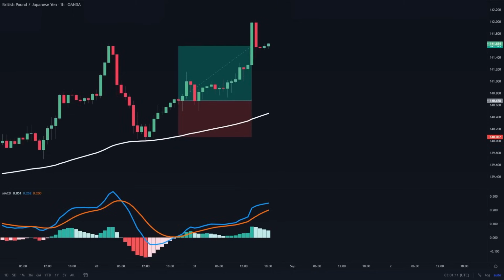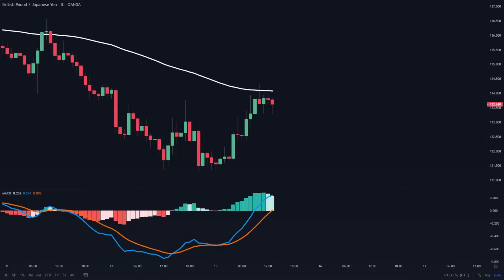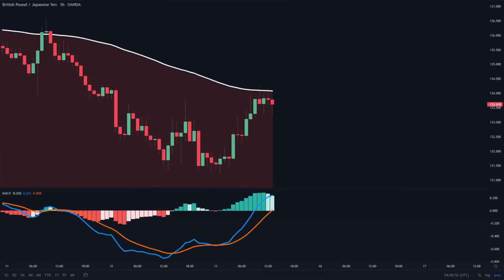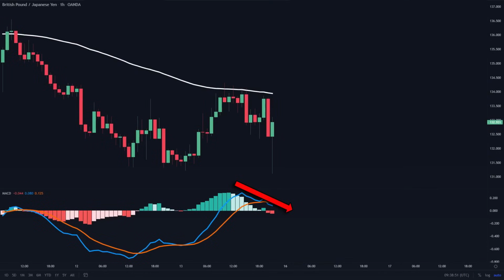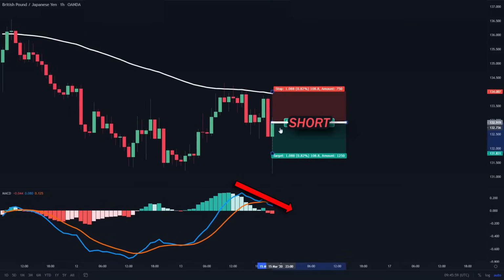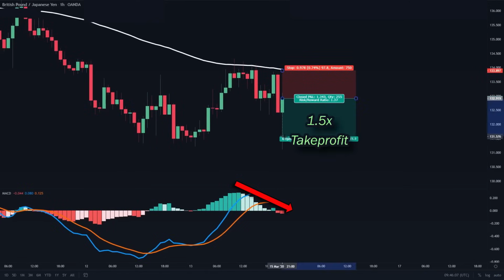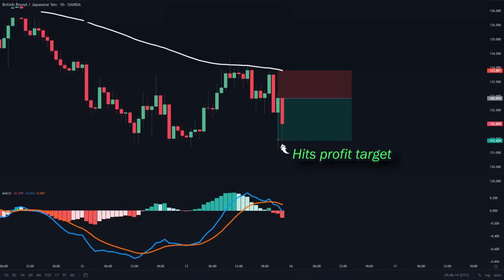So let's look at another example. In this chart, we can see that the price is below the 100 EMA, indicating that the long-term trend is down. Next, we have a cross down on the MACD. And so this will be our entry signal to go short now. For your stop loss, place it above the nearest swing high and set your profit target at 1.5 times your stop loss. And as you can see, the price hits our profit target. And so this counts as a successful trade.